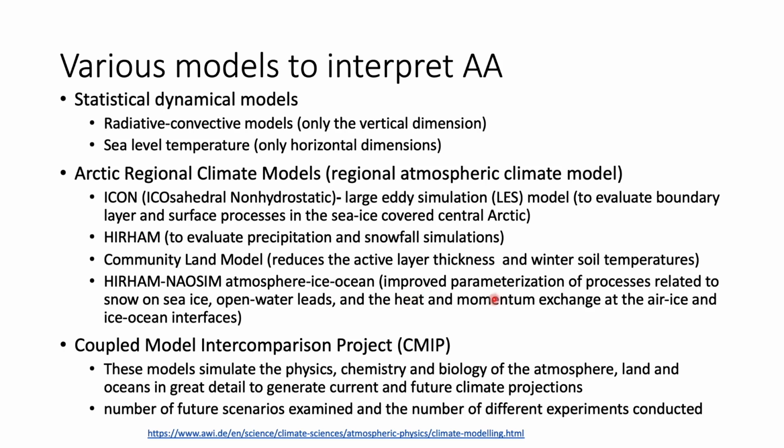Here, improved parameterization of processes related to the snow on the ice, open water leads, and the heat and momentum exchange at the air-ice and ice-ocean interfaces are included. Then we have the CMIP model, that is the Coupled Model Intercomparison Project. We have come up to CMIP6. These models simulate the physics, chemistry and biology of the atmosphere, land and ocean in great detail to generate current and future climate projections. The number of future scenarios examined and the number of different experiments conducted are based on this particular model.